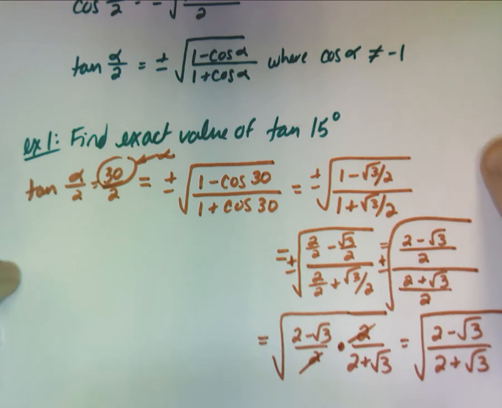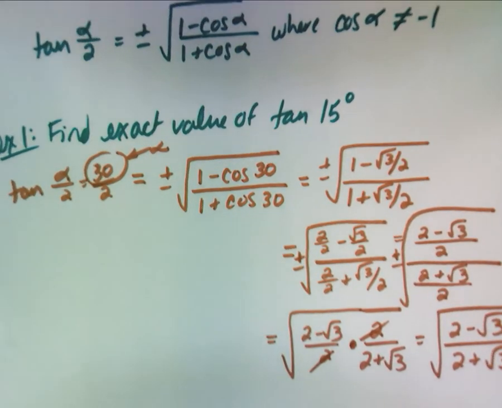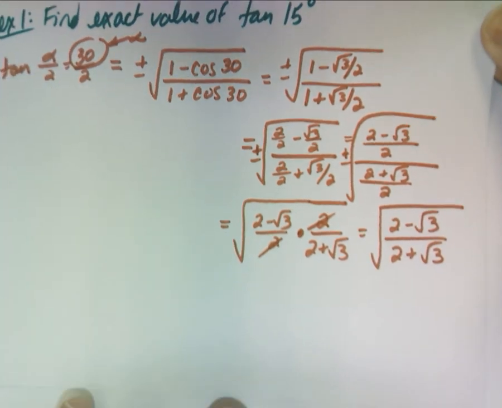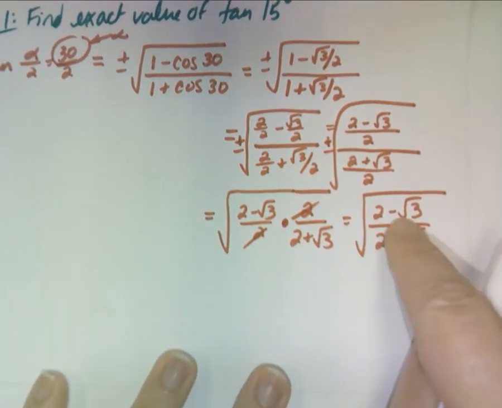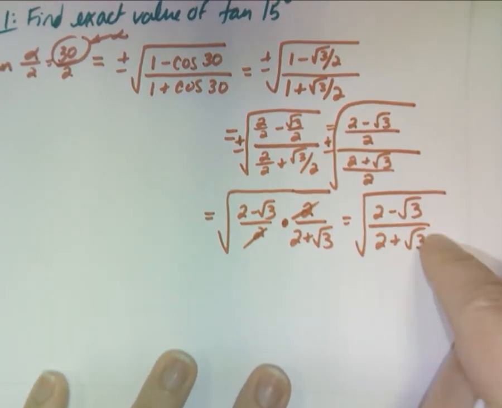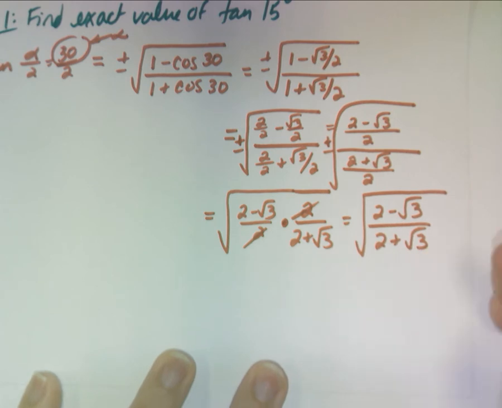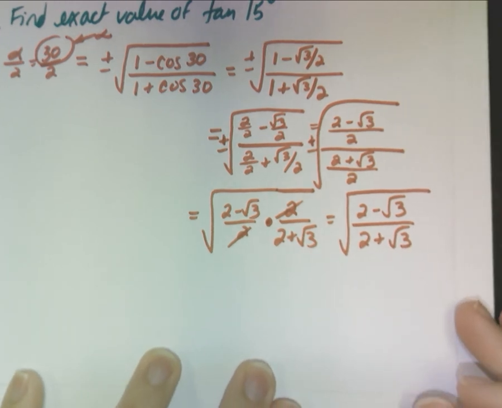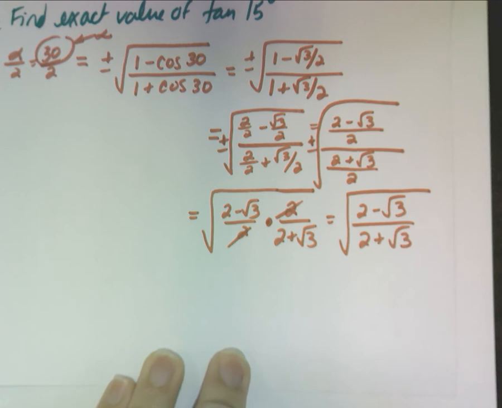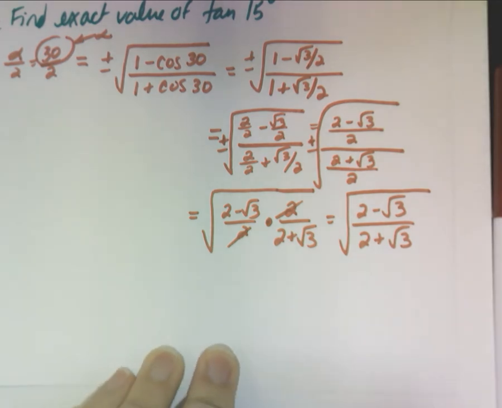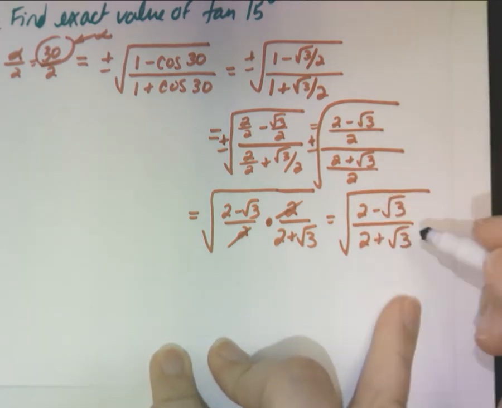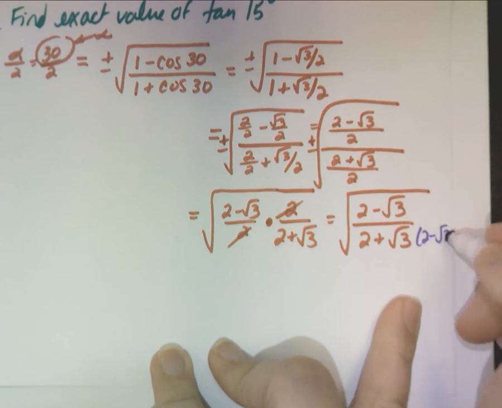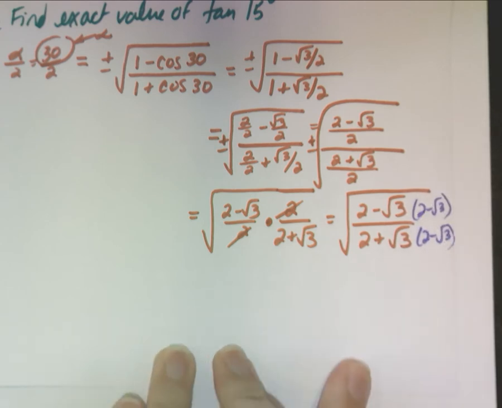And again, still looks nasty. Tan is usually nasty, but how can I clean this up and get this radical out from under there? Well, you can multiply by the conjugate, okay? So I'm going to multiply, it's hard to see, I'm going to squeeze it in here, the conjugate of the bottom, 2 minus root 3 over 2 minus root 3, okay?